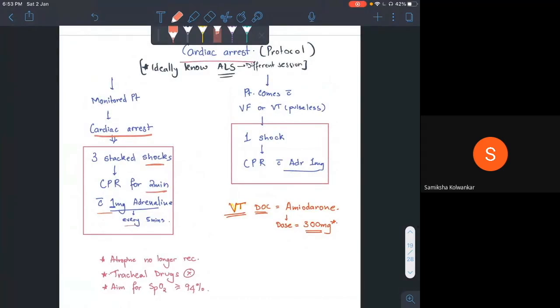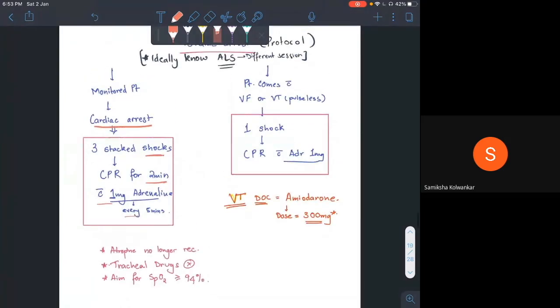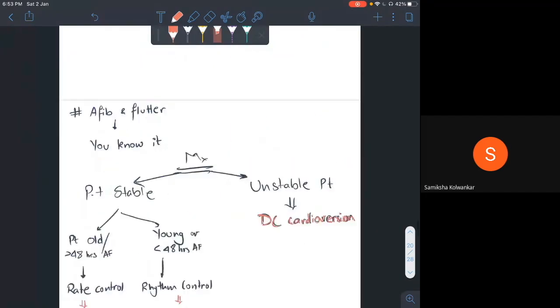Ideally, ALS needs to be initiated, and if the patient comes into the casualty with VFib or VT, you need to give one shock, then start CPR and adrenaline. And the treatment for VT, like I told you, is amiodarone, if he's stable, at a dose of 300 mg.